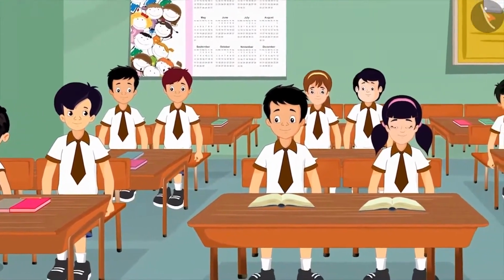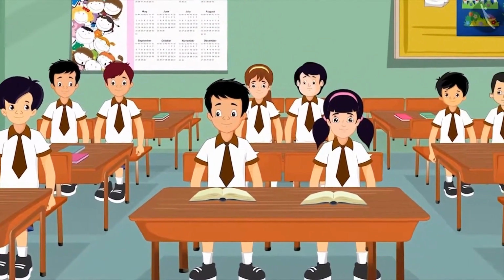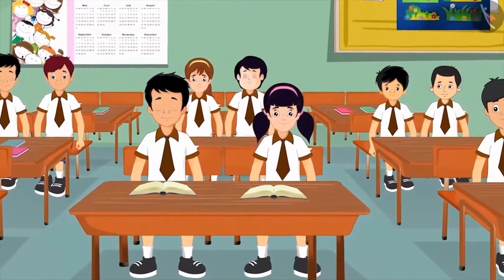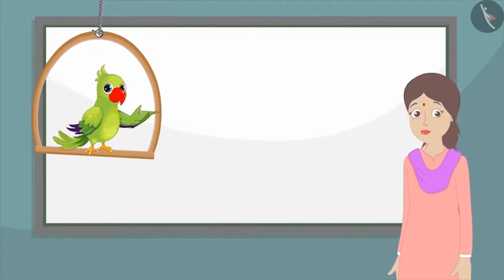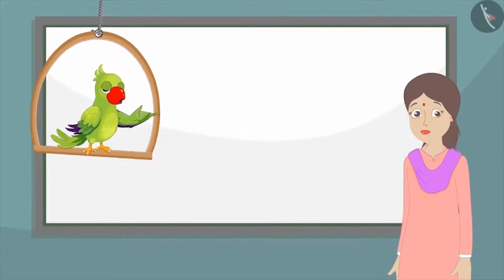Today, Chotu's class is going for a picnic. And Chotu's teacher asks all the children to stand in groups of 4. Then she asks the 4 children to stand in a line in the small to large order based on their height.